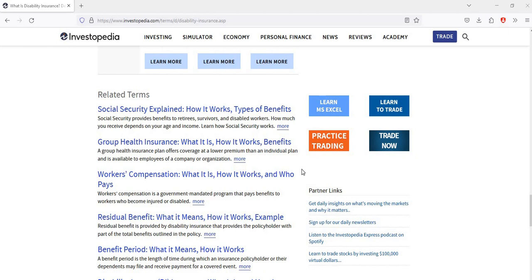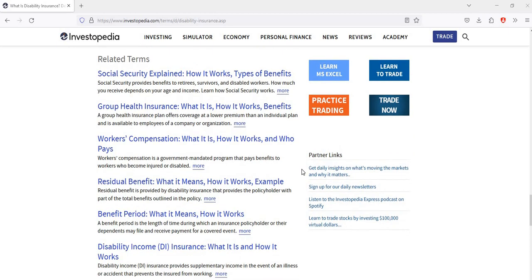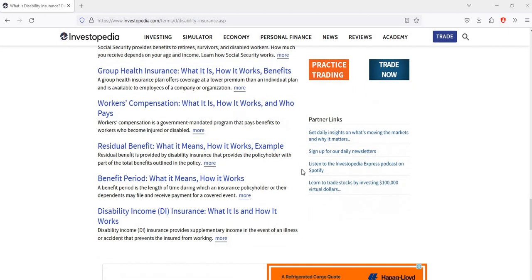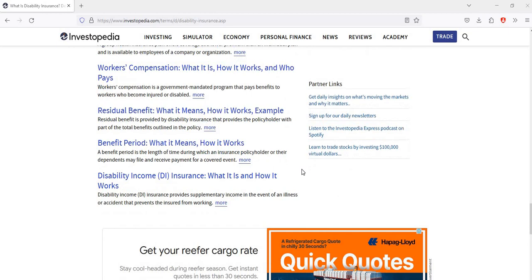A group health insurance plan offers coverage at a lower premium than an individual plan and is available through employers, companies or organizations. Workers' compensation is a government mandated program that provides benefits to workers who become injured or disabled. The disability insurance benefit is the amount provided to the policyholder, which is part of the total benefit outlined in the policy. A benefit period is the length of time during which the policyholder is eligible to receive payment for a covered event.